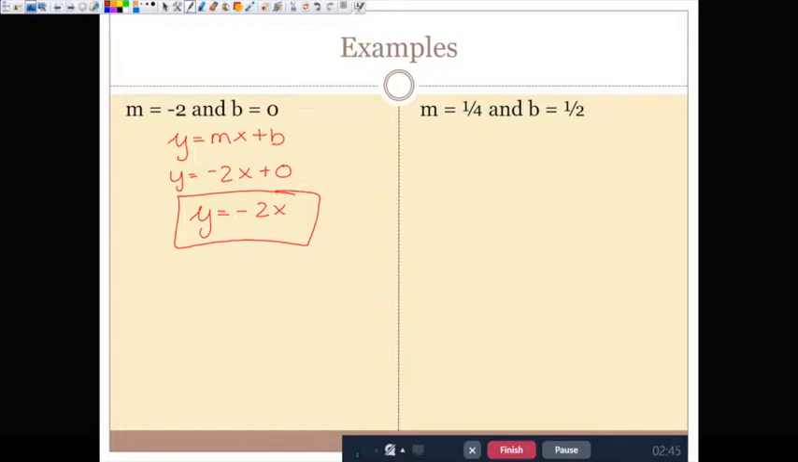Okay, so for the next one, I'm using my same equation, y equals mx plus b. I'm going to substitute in m, which is 1/4, and substitute in b, which is 1/2. And we're going to keep our x and our y. So that's how you would write an equation if they give you the m and the b. However, they're not going to be that nice. They're going to require you to find them. So that's what we're going to do next.